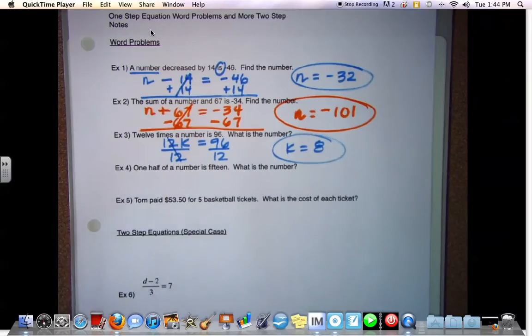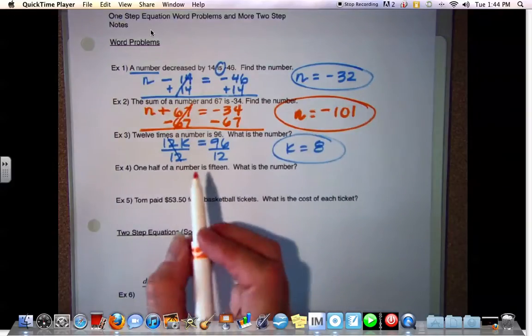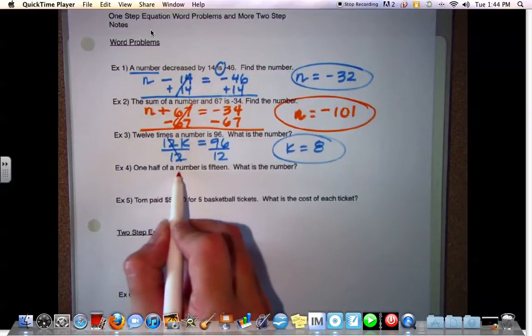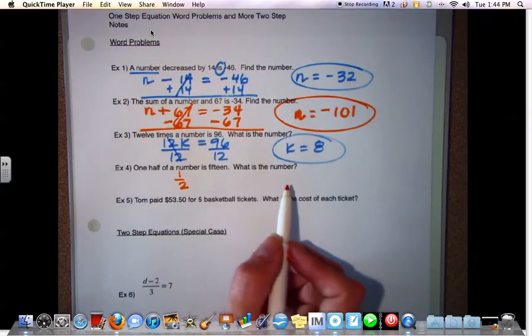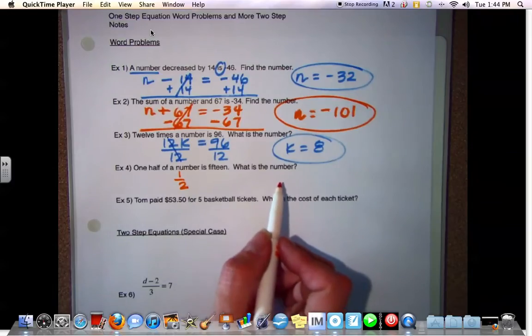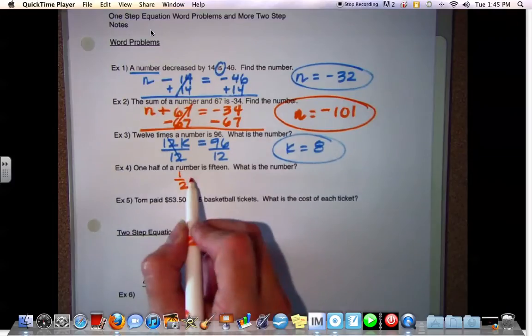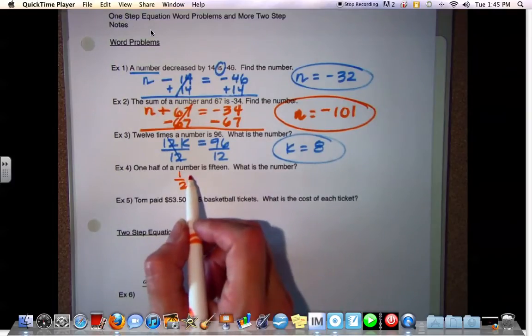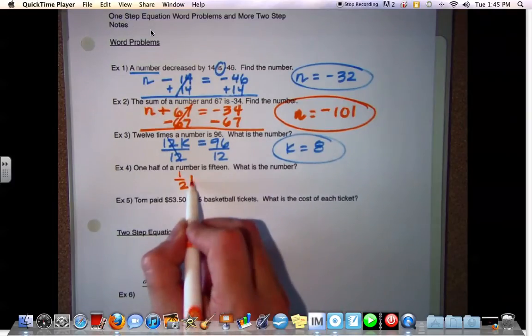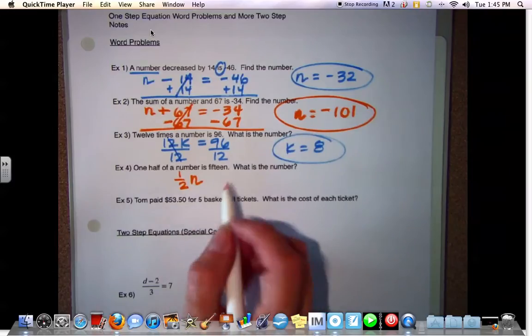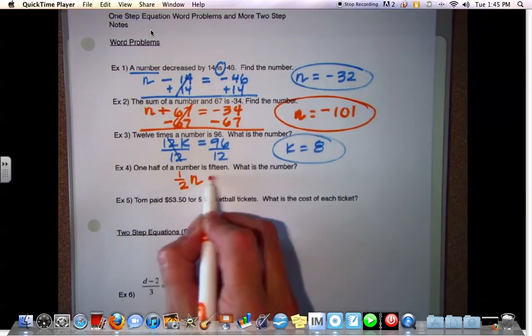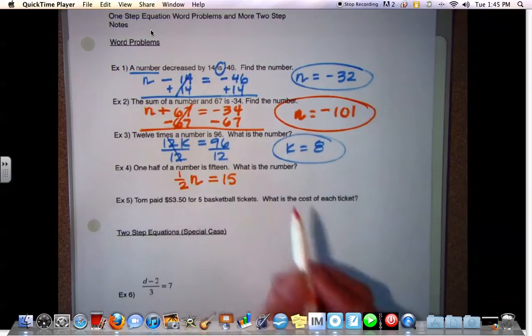All right, example 4. 1/2 of a number is 15. So write down 1/2. Of implies what? It does imply multiplication. Of means multiplication. So 1/2 times a number. What do we write down for is? Equals 15.